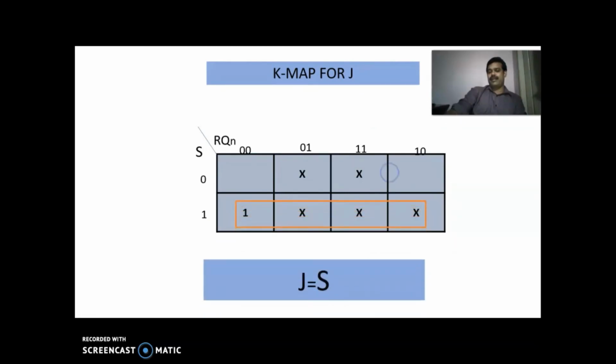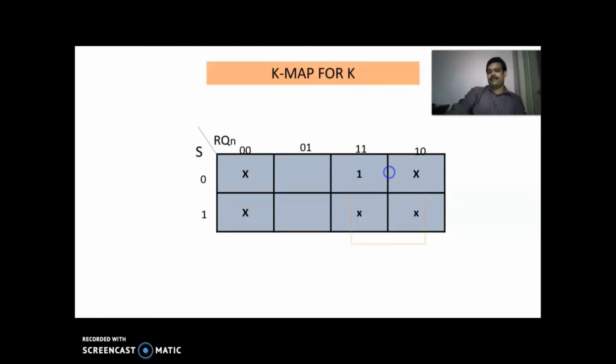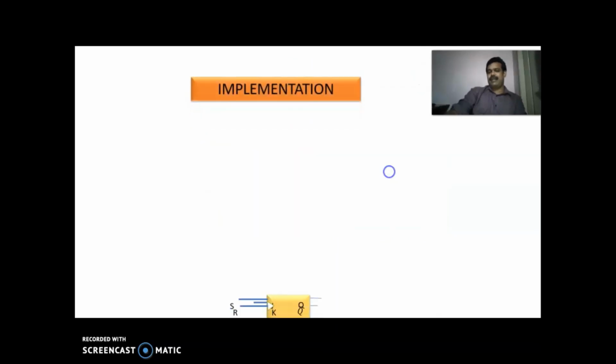We are grouping and we are writing the expression and we are implementing. Okay, for J we are giving S and K we are giving R. So we'll be implementing this. This is the flip-flop conversion. Okay.